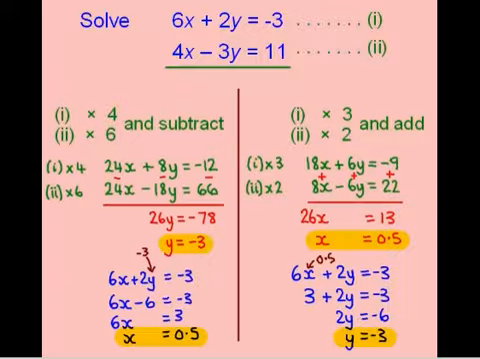Here are the answers. I've done it both ways. I hope that you picked the way that you felt more comfortable with. You should have the answer x equals 0.5 and y equals minus 3.